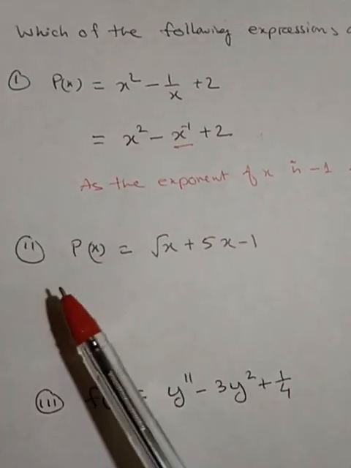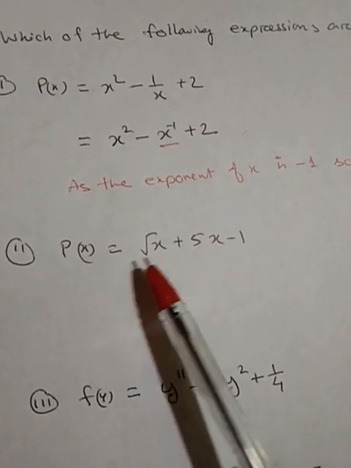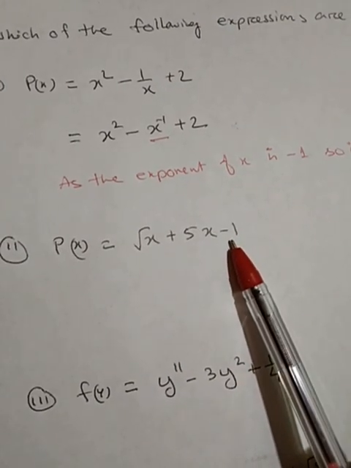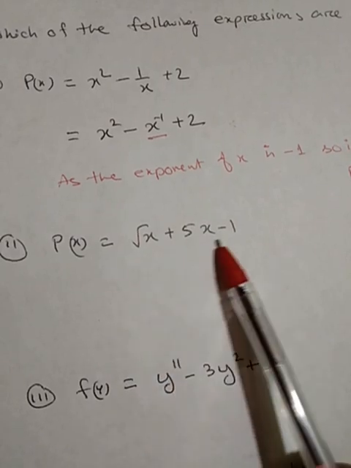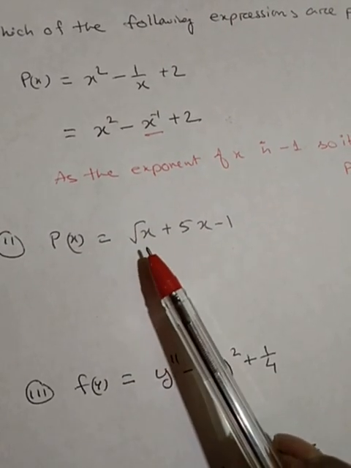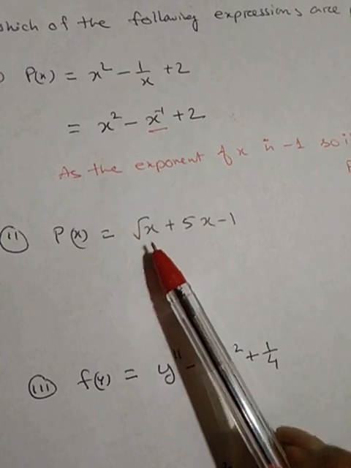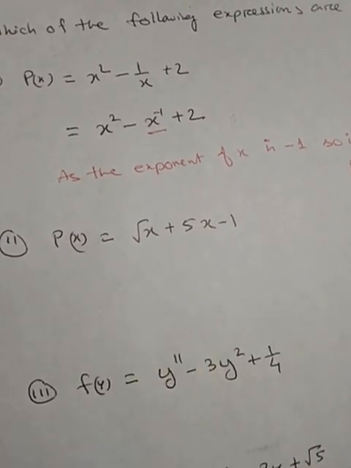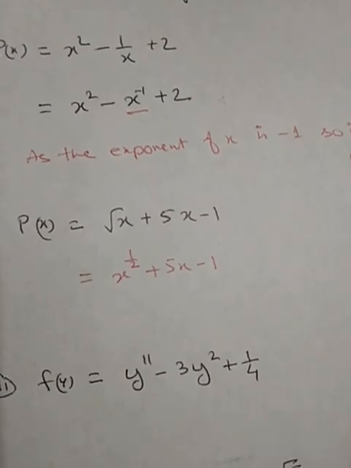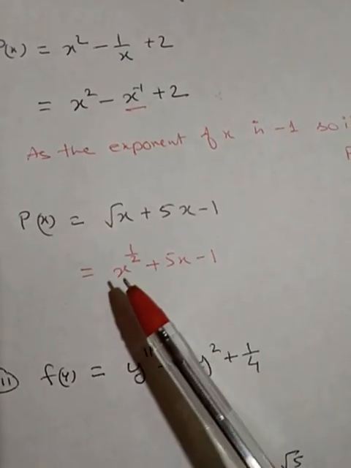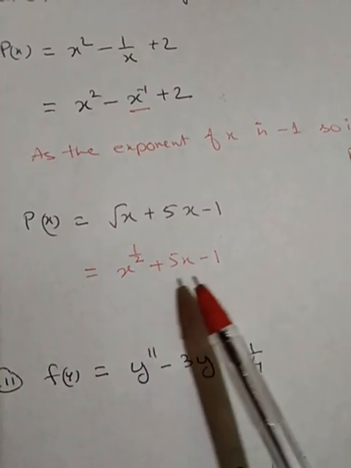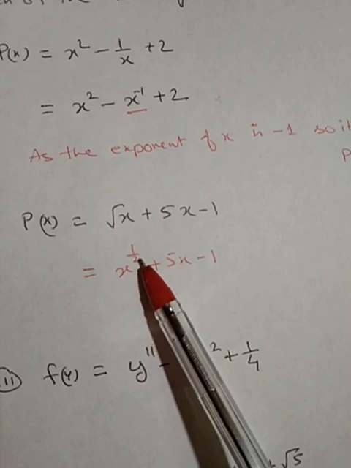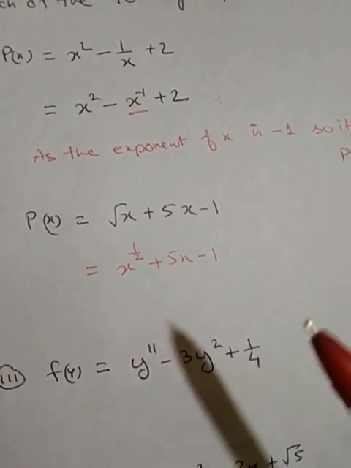Now let us come to the second expression. It is root over x plus 5x minus 1. Now here also, if we write this in standard form, we know root over x means x to the power 1 by 2, which is again not a whole number. That is why this expression is also not a polynomial. As you can see here, this is 1 by 2, which is not a whole number.